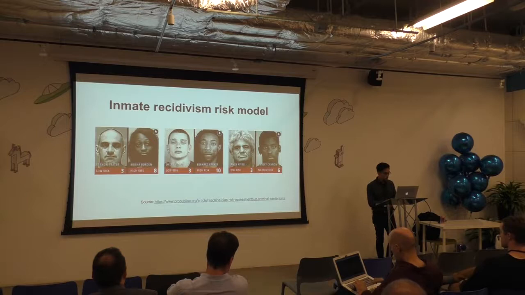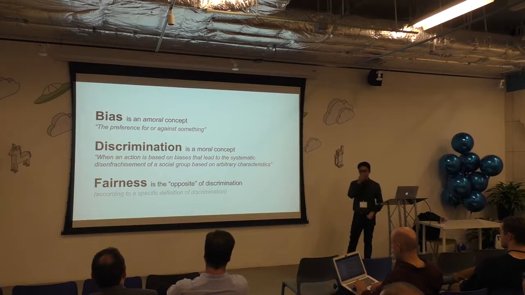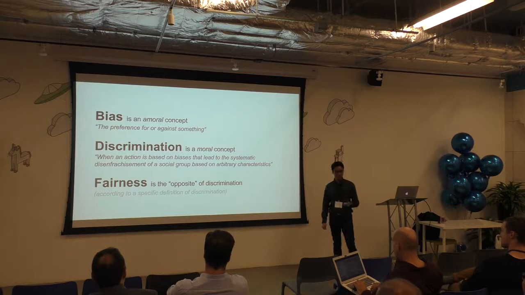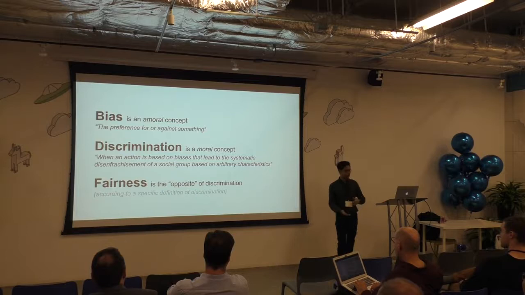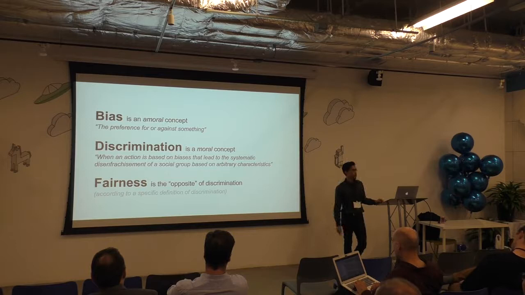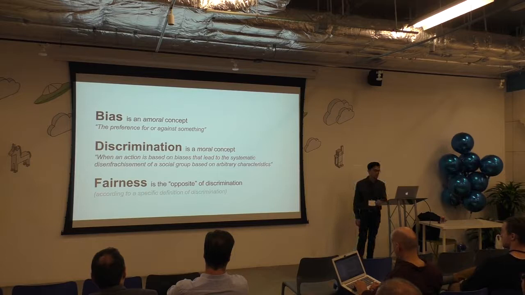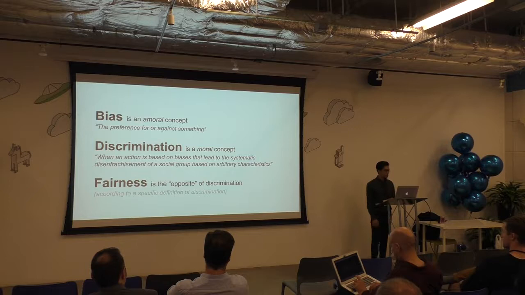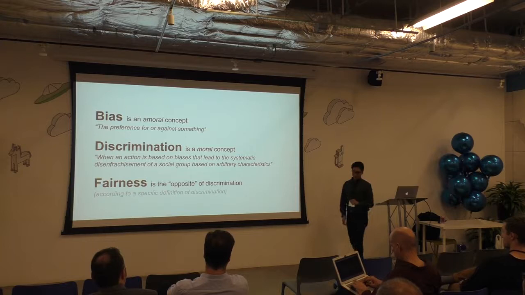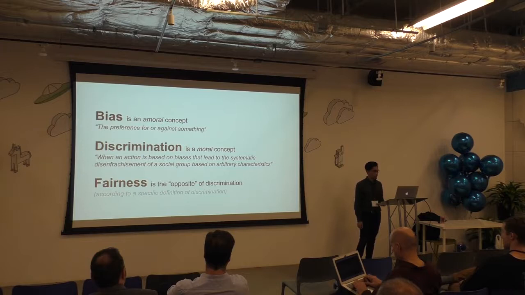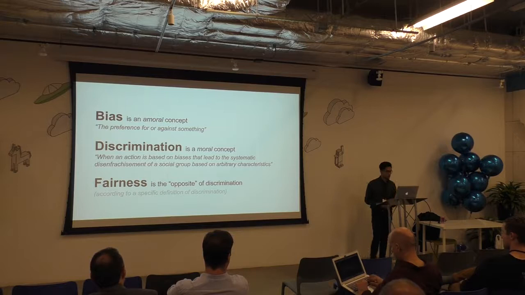Just to be really clear here, I want to put these terms in front of you and just soak it in, and I'll go through each and take a little bit of time here. So bias, as I mentioned, is an amoral concept. It's the preference for or against something. Whereas discrimination is a moral concept in that it's an action. Discrimination happens when an action is based on biases that lead to the systematic disenfranchisement of a particular social group based on some arbitrary characteristics. And on the flip side, I have this hand-wavy definition of fairness as the opposite or the lack of discrimination. There's a whole literature on all of these three topics in social science and the legal literature, but today I'll be focusing my discussion mainly on this concept of potential discrimination.